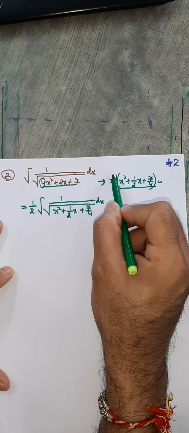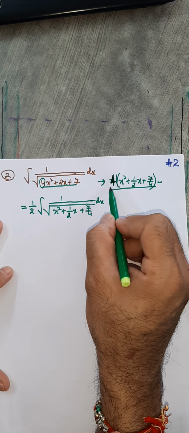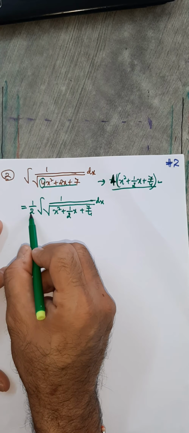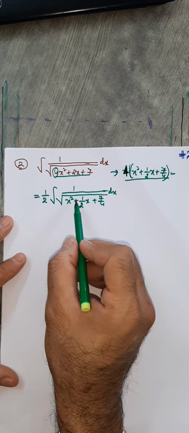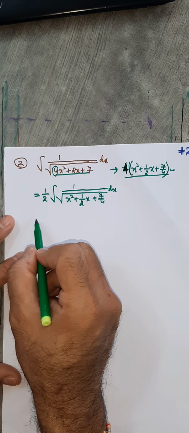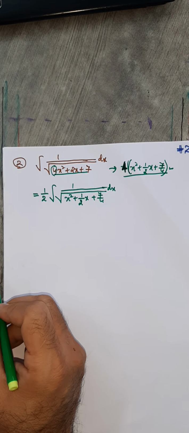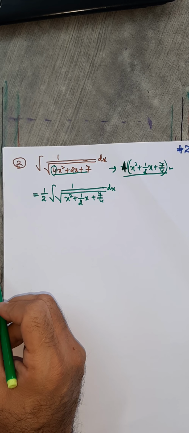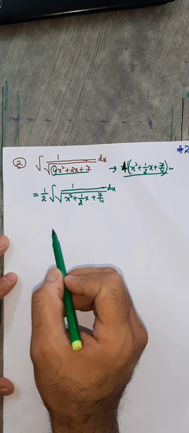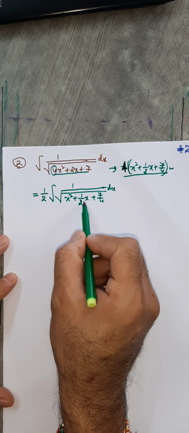Taking just 4 outside here, and then taking 4 outside the square root becomes 2. Now, as I told you, what I did, you must have realized, I have expressed the given quadratic in such a way that the coefficient of x squared becomes 1 here. Now here, what's the coefficient of the middle term?